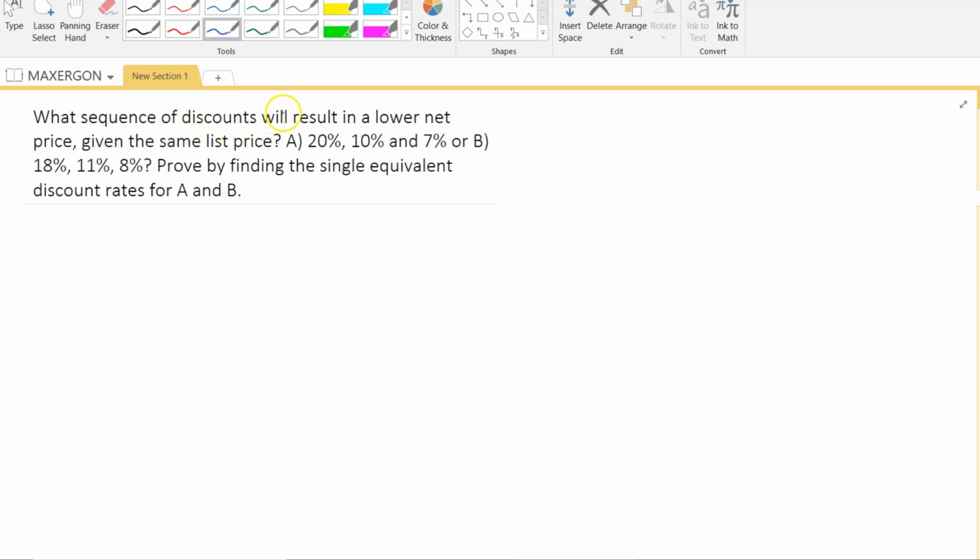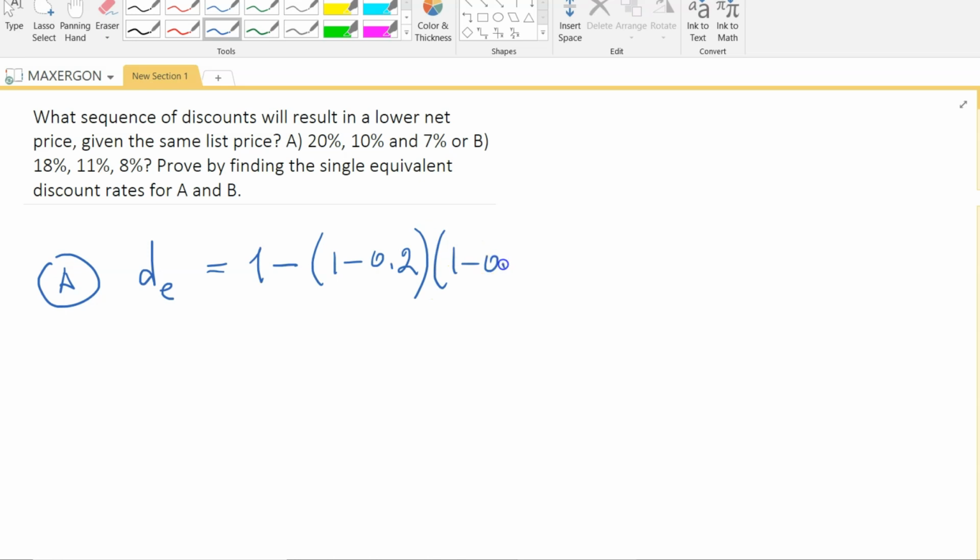What sequence of discounts will result in a lower net price given the same list price? A, which is 20, 10, and 7%, or B, which is 18, 11, and 8%. Prove by finding the single equivalent discount rates for A and B. Well, first, for A, we need to find equivalent discount rate, which is 1 minus 0.2, 1 minus 0.1, 1 minus 0.07.